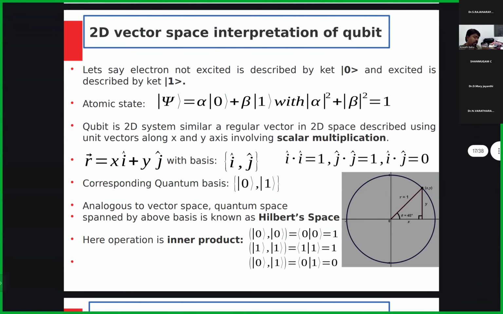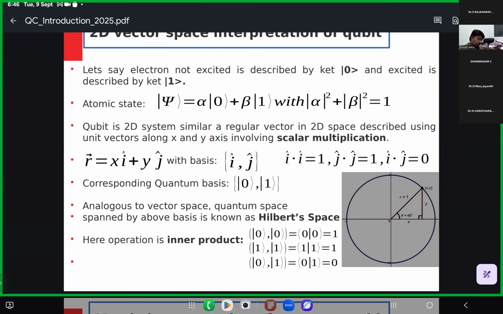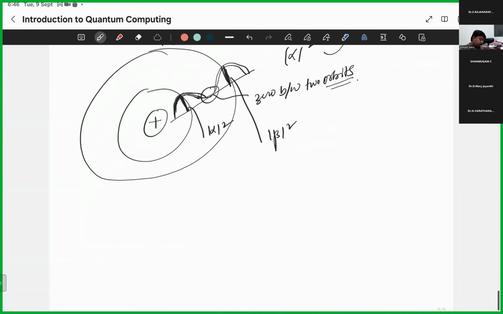Now they started calling it a two-dimensional quantum vector. So why is it called a quantum vector? If you carefully see, this resembles a two-dimensional vector, which is like R equal to xi plus yj.